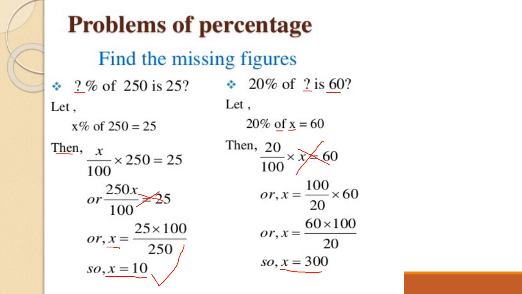So when you solve it for x, x is equal to 10. Okay, so 10% of 250 is 25. Got it? 10% of 250 is 25. So what was the missing value? We found it. x is equal to 10. Yes, let's go for the other one.